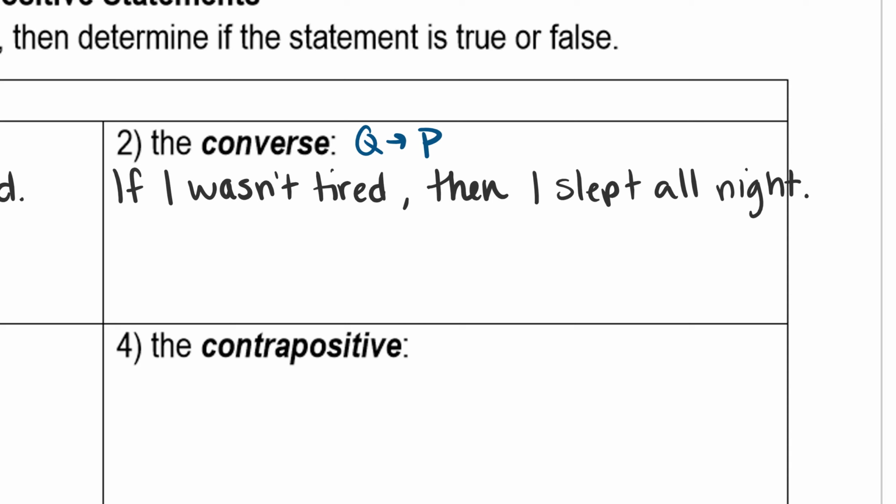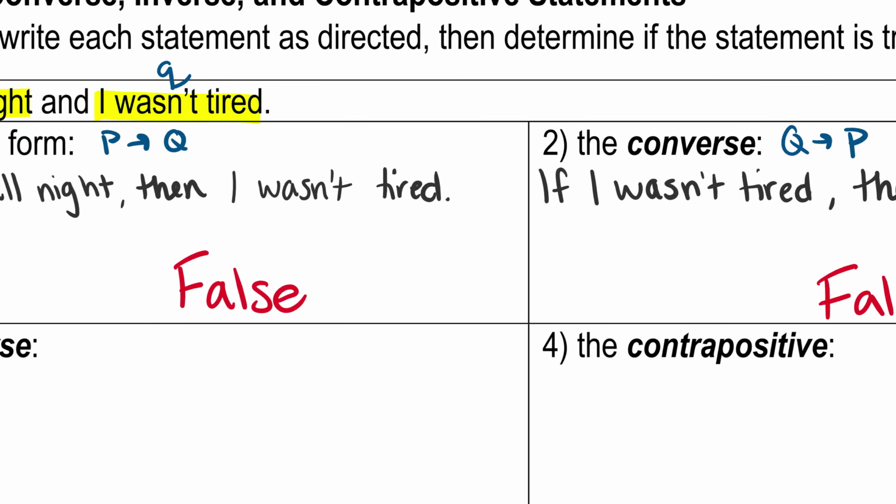So I can say, if I wasn't tired, then I slept all night. Okay, for most people that's true. But for a lot of people, you can also say, if I wasn't tired, then I didn't sleep all night, because I only slept for a little bit. Or I slept on and off here and there, or I woke up in the middle of the night and was awake for 4 hours and went back to sleep, what have you. So we'll say that's false. Okay, so that's if then and converse.